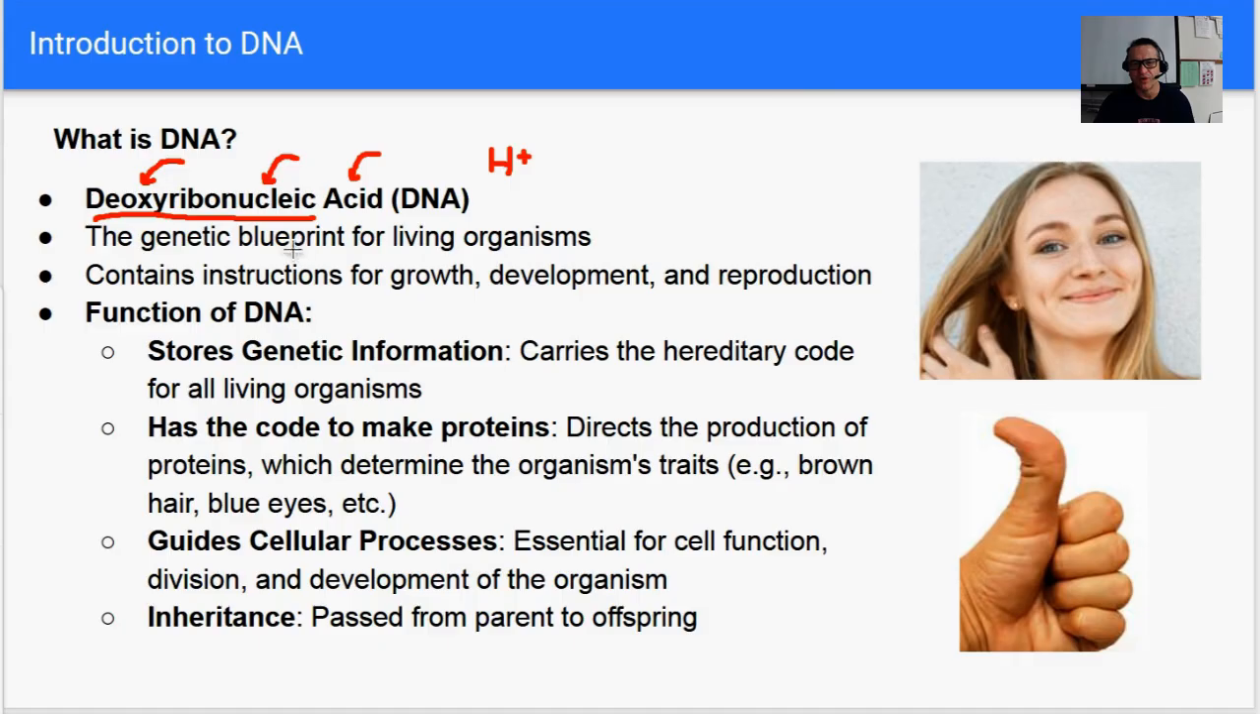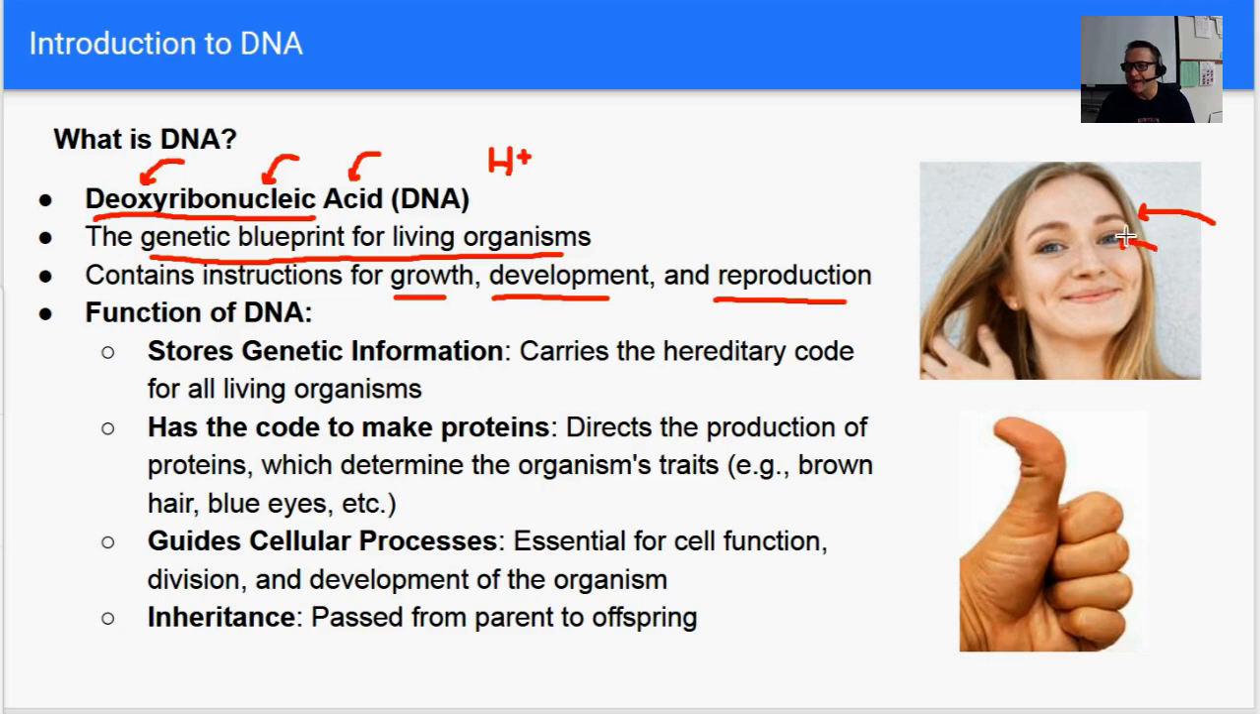All right, so what does it do? It contains your genetic blueprint for all living organisms. So it contains the instructions for growth, development, and reproduction. So what does that all mean? Like this girl over here, she's got light brown hair. Why does she have light brown hair? Oh, because her parents have it. Well, yeah, but her parents passed down her DNA. That's why she has light brown hair.